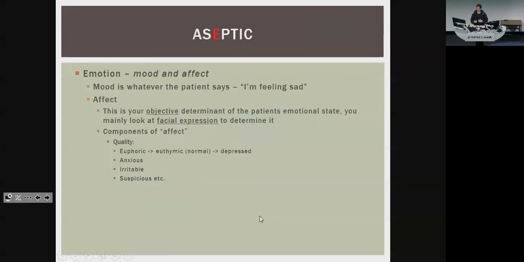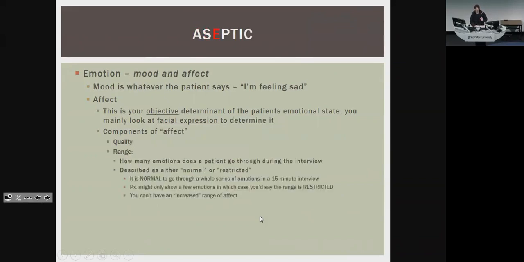Quality is easy. It's just the overall type of the affect. My affect now, you might say, is a little bit euphoric, maybe euthymic. I'd probably go with euphoric at the moment. I'm feeling pretty good, a little bit manic, that's good. But it can be anything from anxious, irritable, suspicious, it doesn't matter. It can be whatever you think their emotional state currently is. Range is a bit tricky.